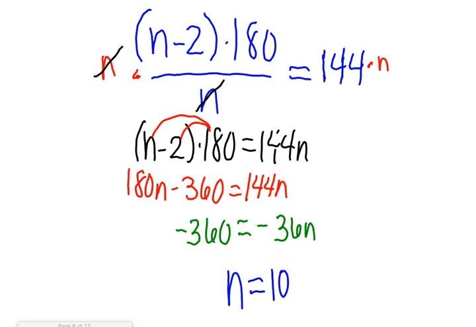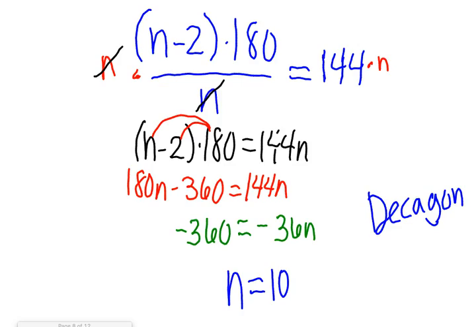What's a 10-sided figure called? Decagon. That's fun. A decagon. Okay, in a nutshell, that's how you find interior angles, okay? Now we're going to switch gears to exterior angles. It's much more difficult. Ready?